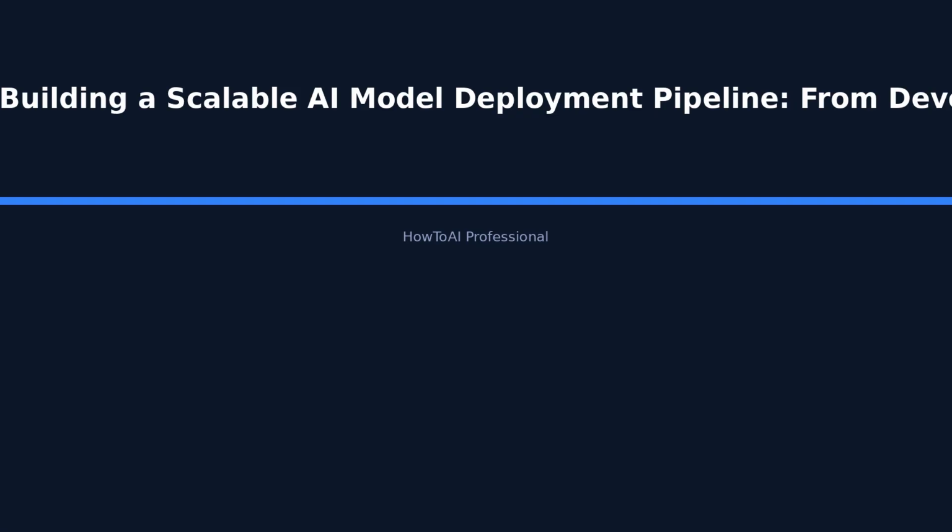Conclusion. In conclusion, building a scalable AI model deployment pipeline from development to production is a multifaceted process that requires careful planning and execution. From model development through to deployment, scaling, and continuous improvement, each phase presents its own challenges and opportunities. By implementing best practices such as CI/CD, version control, containerization, and effective monitoring, you can create a robust pipeline that not only meets your current needs but can also adapt and grow with your organization.